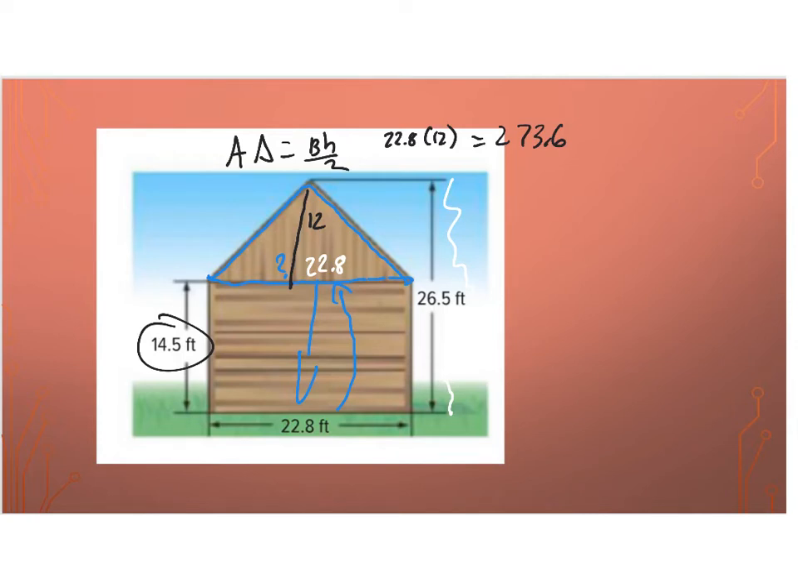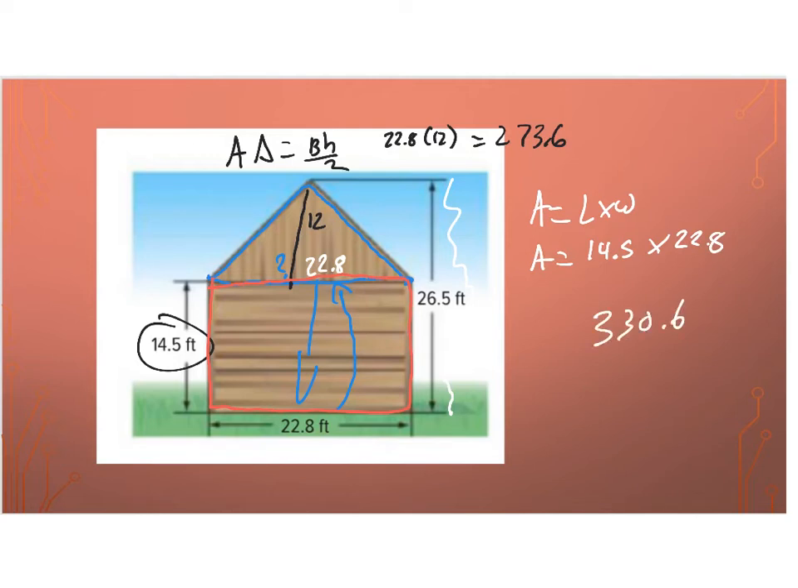So the area of the rectangle is area equal to length times width, or base times height. So area is equal to 14 5/10 times 22 8/10, which is 330 6/10.